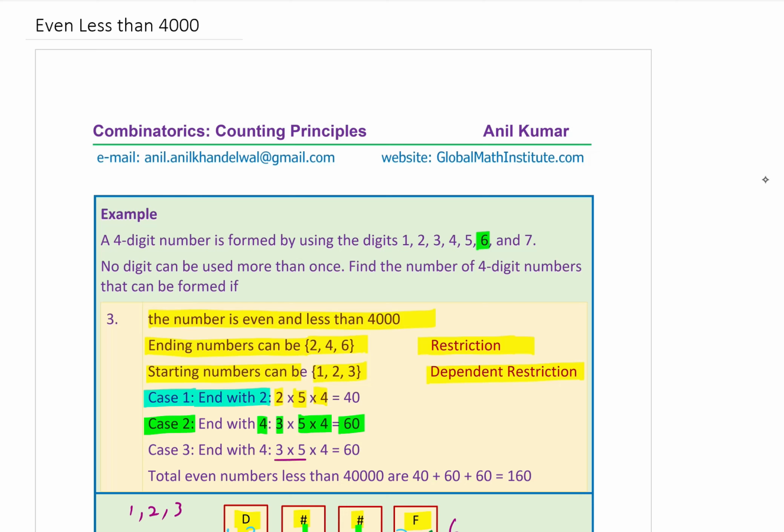So again, I've got 3 times 5 times 4, and the same result as 60 as the last time. Now, in the three cases we're talking about, we can add them up to get the total number of ways of having even numbers less than 4,000. So that is 160: 40 plus 60 plus 60. Is that clear to you?